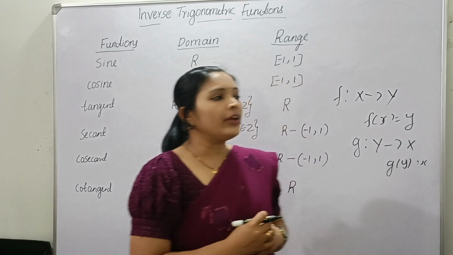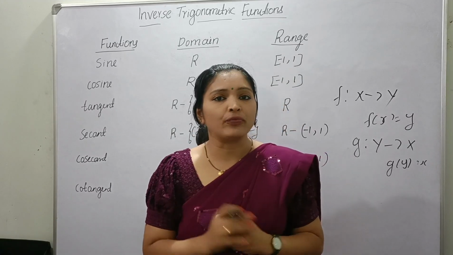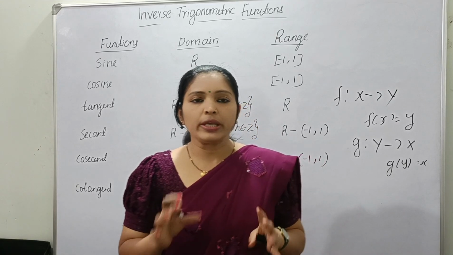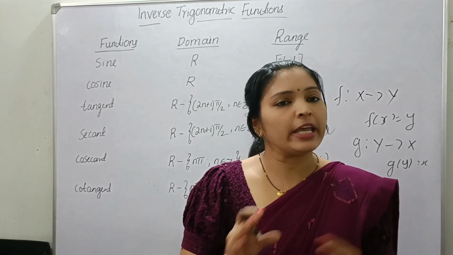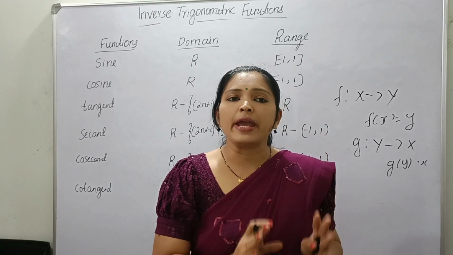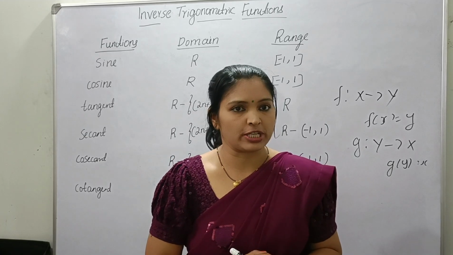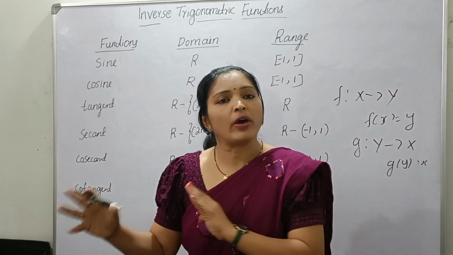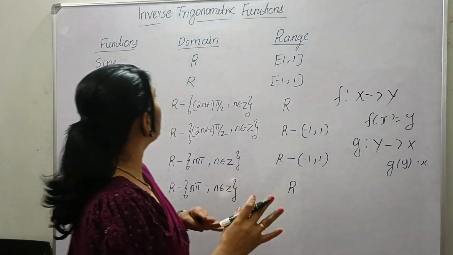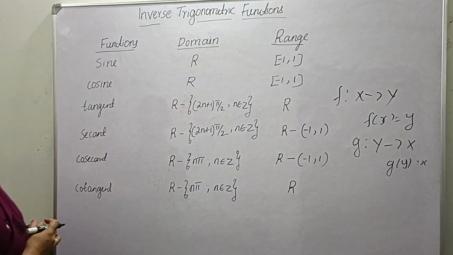Only 1-1 and onto functions have inverses, right? All the trigonometric functions are onto, but they are not 1-1 functions. So in this chapter, we will study inverse trigonometric functions, and for that we will make some restrictions on the domain and range of trigonometric functions, so that we can make them 1-1 and onto functions. First of all, let us recall the domain and range of trigonometric functions.